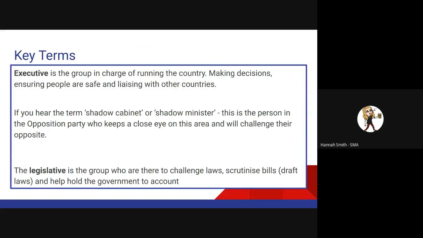So, like I said, executive, the group in charge. If you hear me saying shadow cabinet, shadow minister, this is a person in the other party who will keep a close eye on things. So, at the moment, we have Matt Hancock as the Health Secretary, it doesn't matter what way around you put it, with the Conservatives.